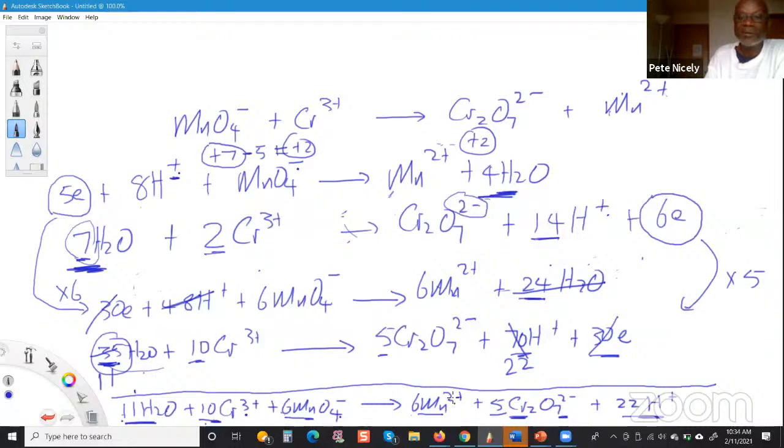Okay, something is wrong with the charges. Let me see this again. 6 times 2 gives you 12. Minus 10. Oh, okay. I know I made a mistake. Plus 22. Okay, so the charges are balanced as well. 24 plus charges on both sides. Okay, so that's this particular example. Any questions about this? Any questions?